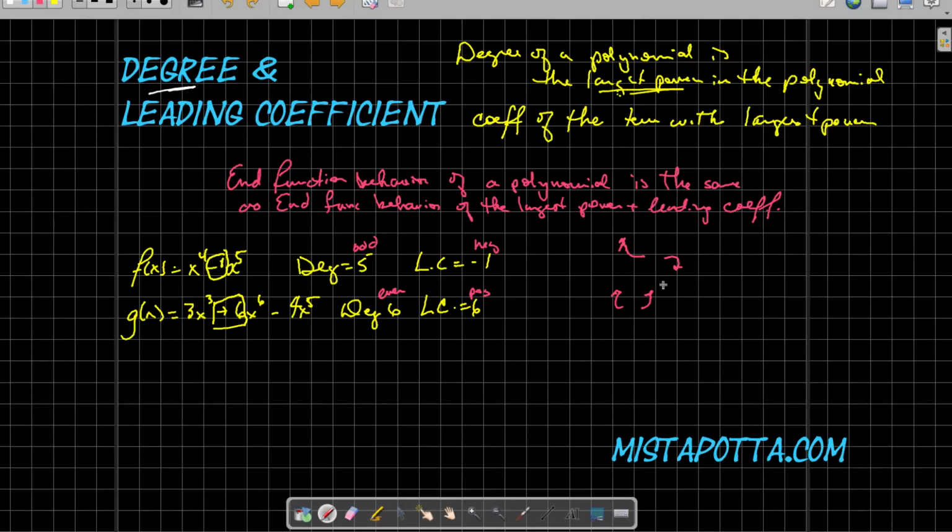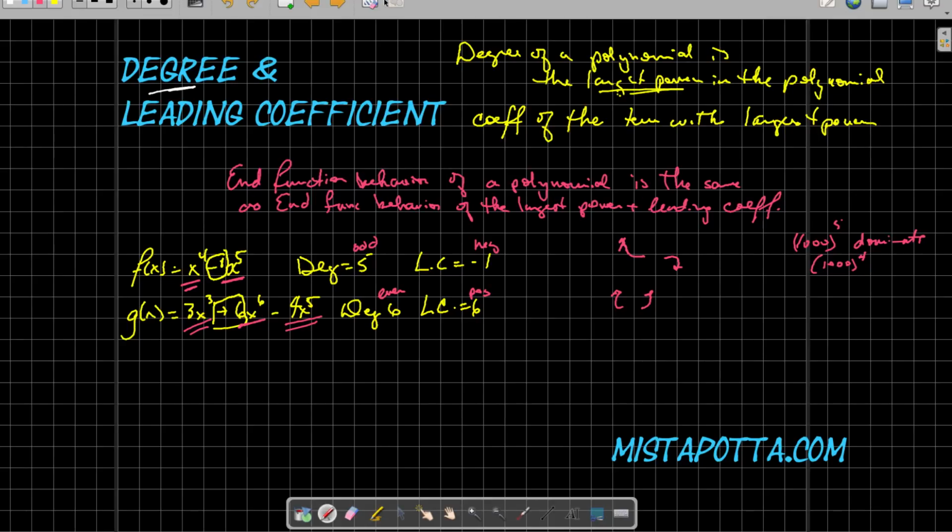But whatever that dominant term is, the one with the largest power, that's going to determine my end function behavior for the entire polynomial. Because if I have 1,000 raised to the fifth power, this is going to dominate 1,000 raised to the fourth power. In other words, any value that I get from this term is going to more than overwhelm any value that I get from this term. Any value that I get from this term is going to more than overwhelm any values that I get from those terms. So the highest degree and the coefficient of that highest degree term, that's really going to determine my end function behavior.